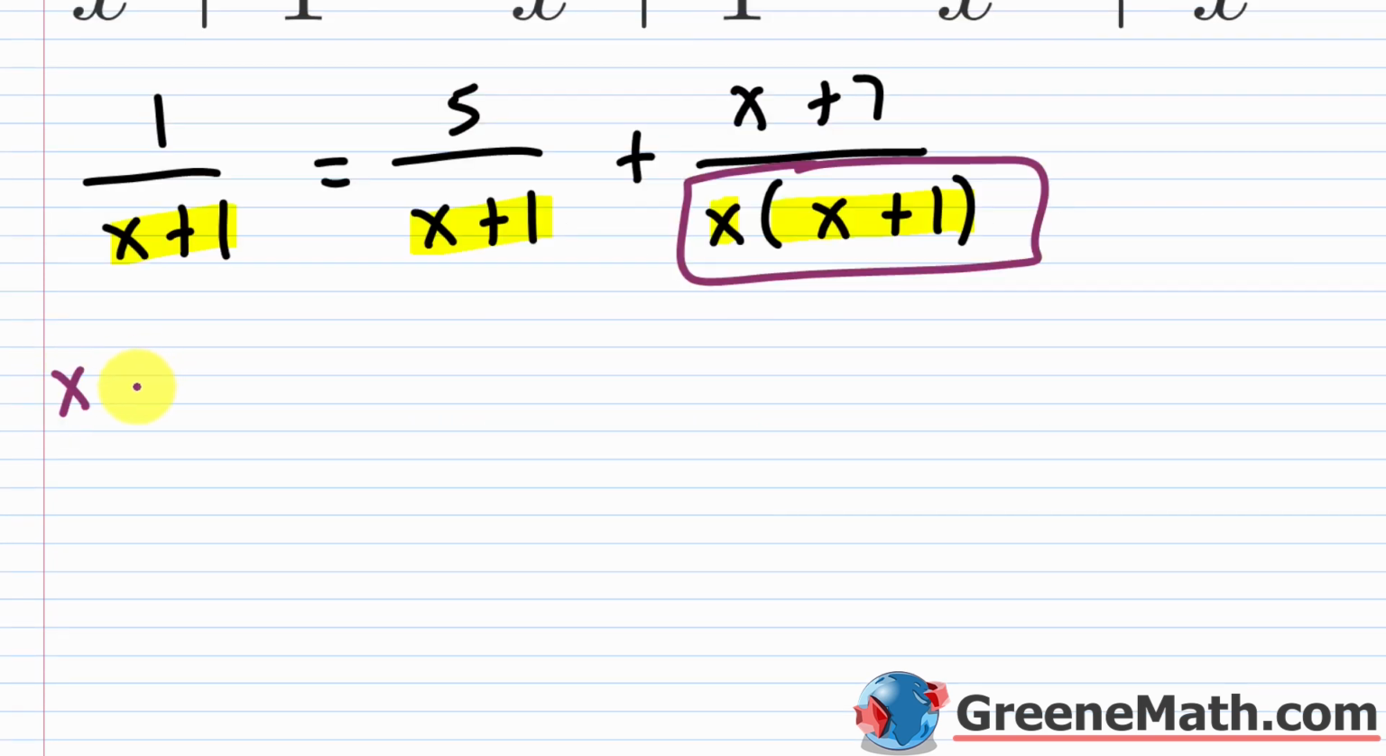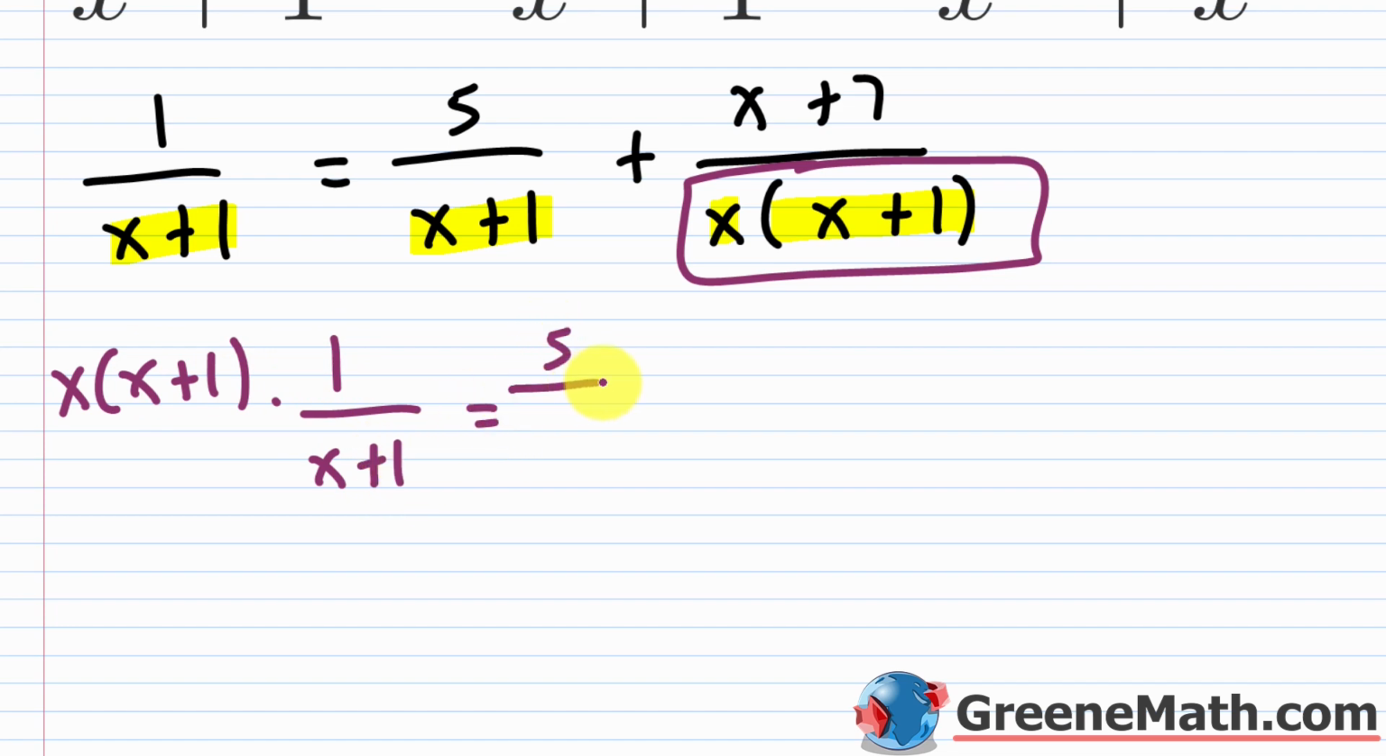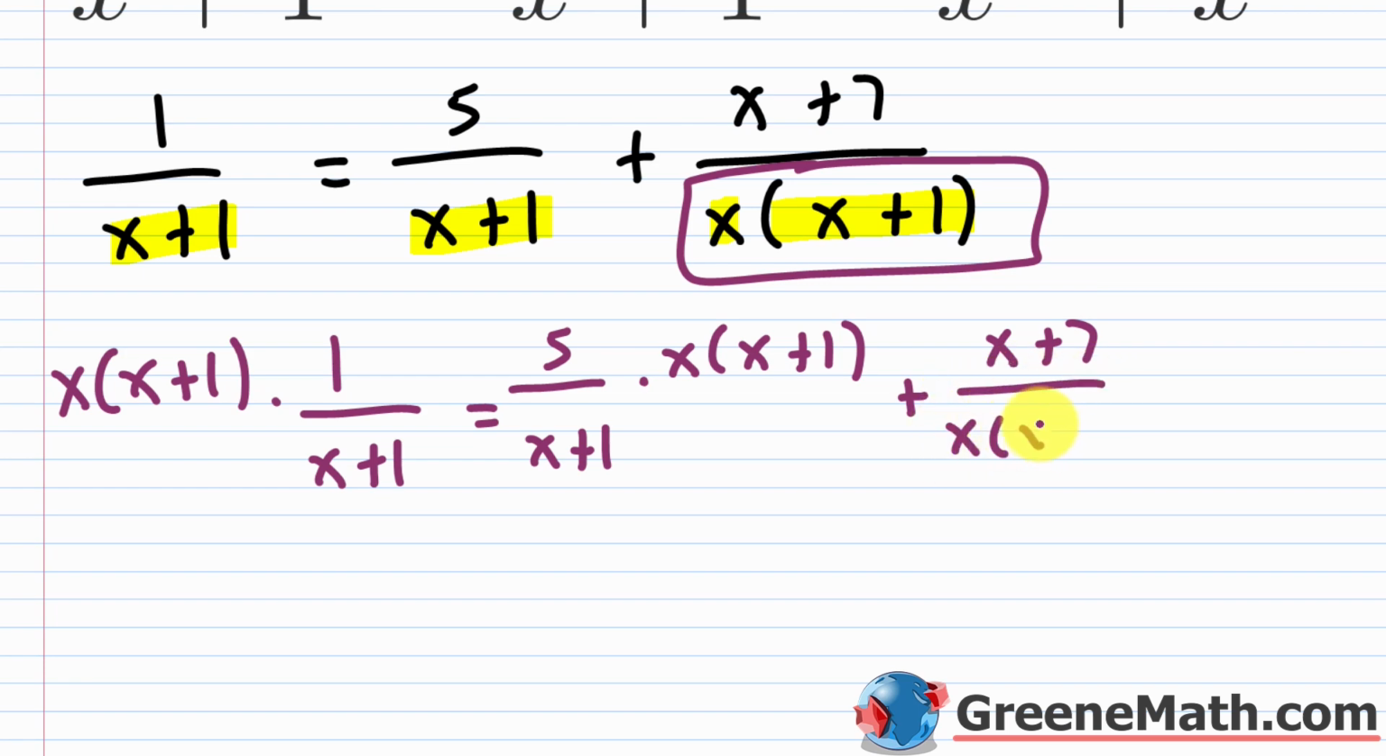So we have x times the quantity x plus 1. And that's going to be multiplied by 1 over x plus 1. This equals 5 over x plus 1. Again, times this x times the quantity x plus 1. Then plus, we have x plus 7 over x times the quantity x plus 1. And this is times x times the quantity x plus 1.